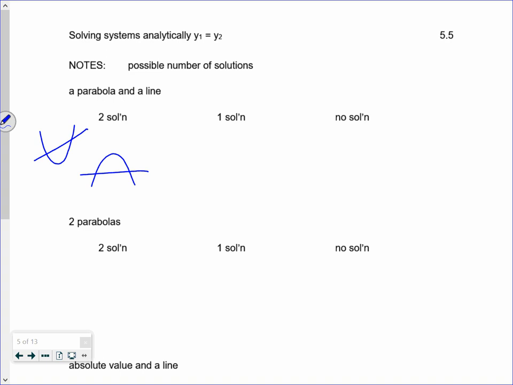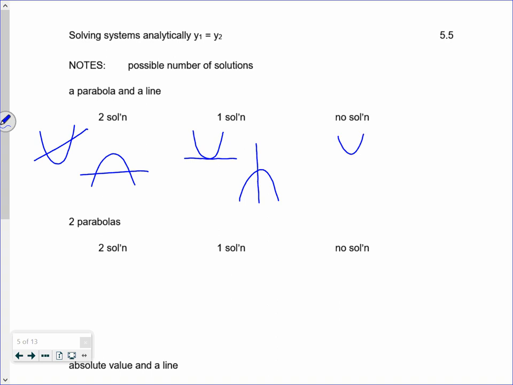Is it possible to have a parabola and a line and only have one solution? Is that a possibility? And the answer is yes. There's a couple of ways. One, I can put a horizontal line that just touches that vertex. Okay? And there's another way you could get only one solution. And that would be a vertical line. There's actually a third way, but it's really, really hard to draw, so I'm not going to put it up there.